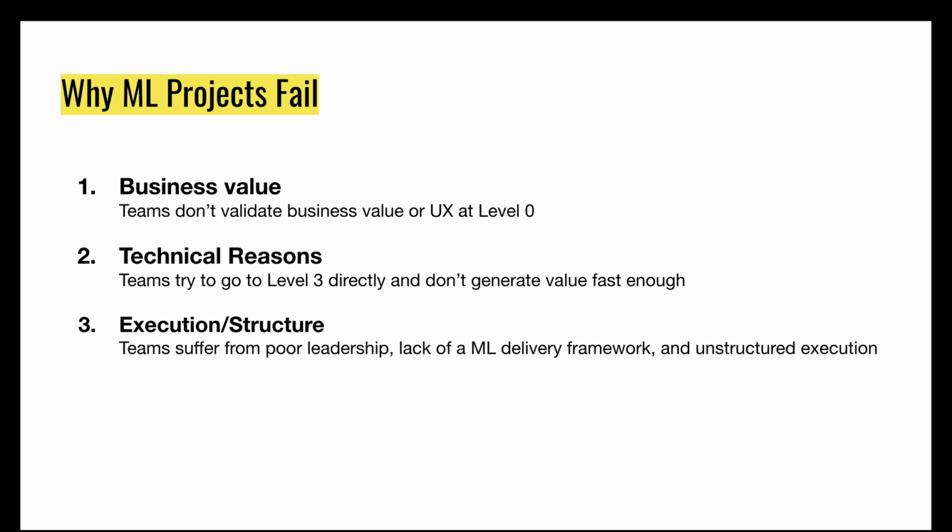The third reason ML projects fail is that they suffer from a lack of a delivery framework to create clarity on an ambiguous problem. Check out episode 8 if you'd like to see my ML delivery framework. They can also suffer from poor structure or processes for execution, or poor leadership that doesn't empower the team. These are all things to keep in mind for your future ML projects.